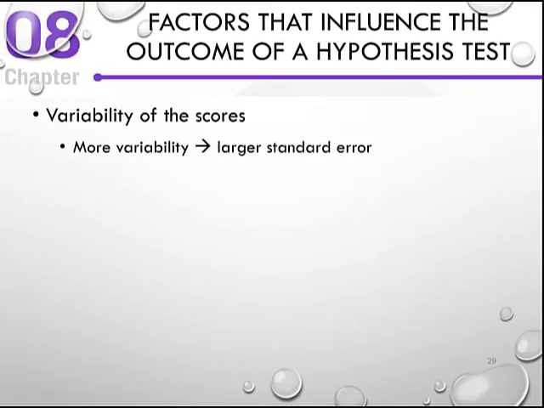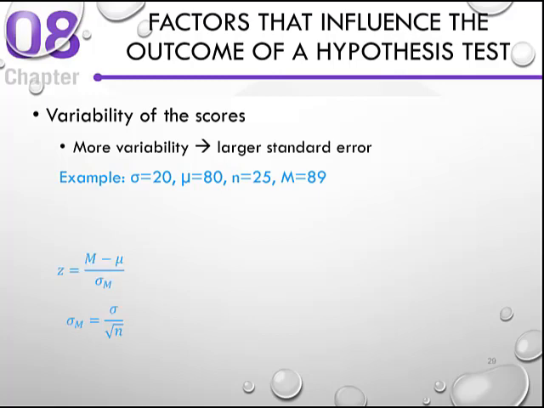Another factor that influences the outcome of a hypothesis test is the variability of the scores. The more variability there is, the larger the standard error is. So let me show you this in an example. Let's assume we have a population mean of 80 with a standard deviation of 20. And for our sample, we know we had 25 people in our sample with a mean of 89. So for this example, we would get a z-score of 2.25.